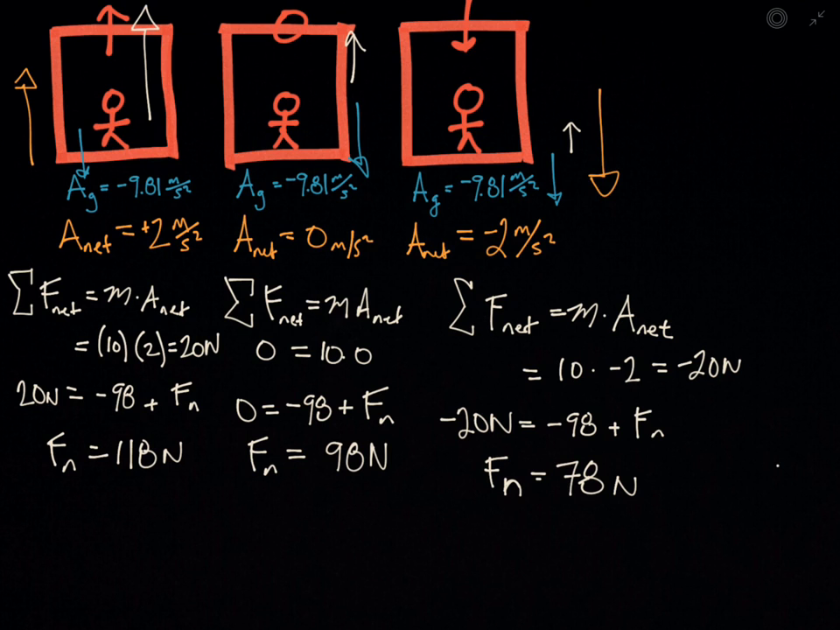Continuing on, the sum of the forces is equal to the mass, which is 10, times the net acceleration. Well, the net acceleration is 0, because we're not accelerating. So 0 is equal to gravity, negative 98 newtons, plus a normal force, which should be equal and opposite, positive 98 newtons. I think that makes sense. If we're not moving, the force of gravity, the weight, is going to be counteracted by the normal force. We have the third scenario here.